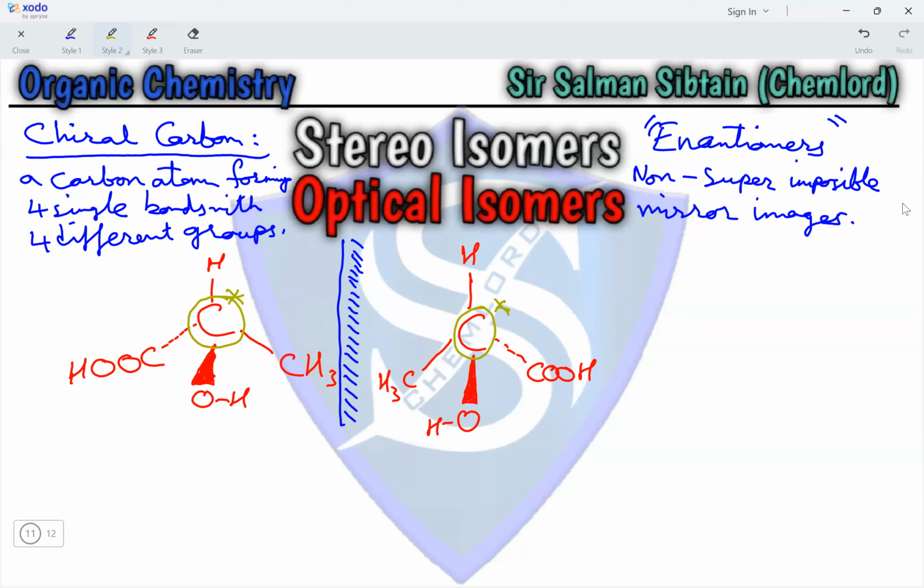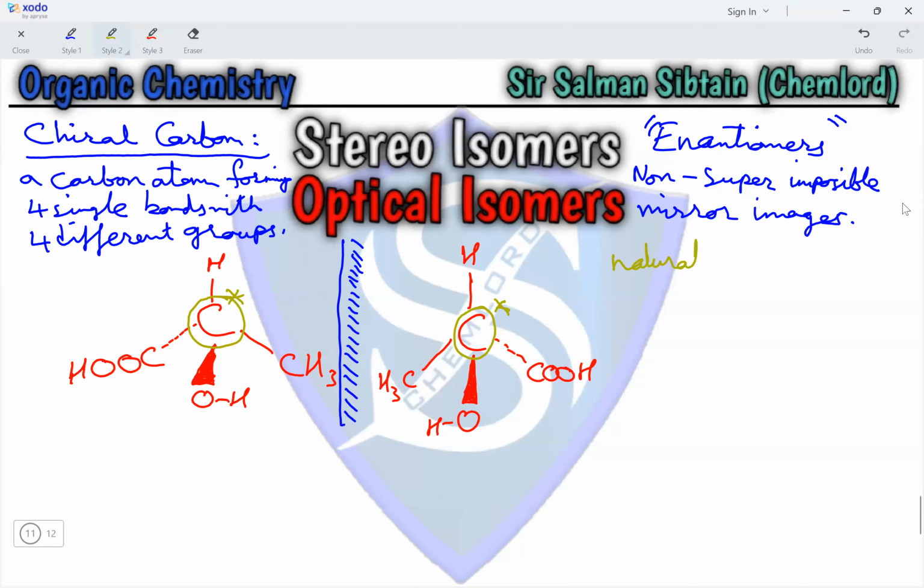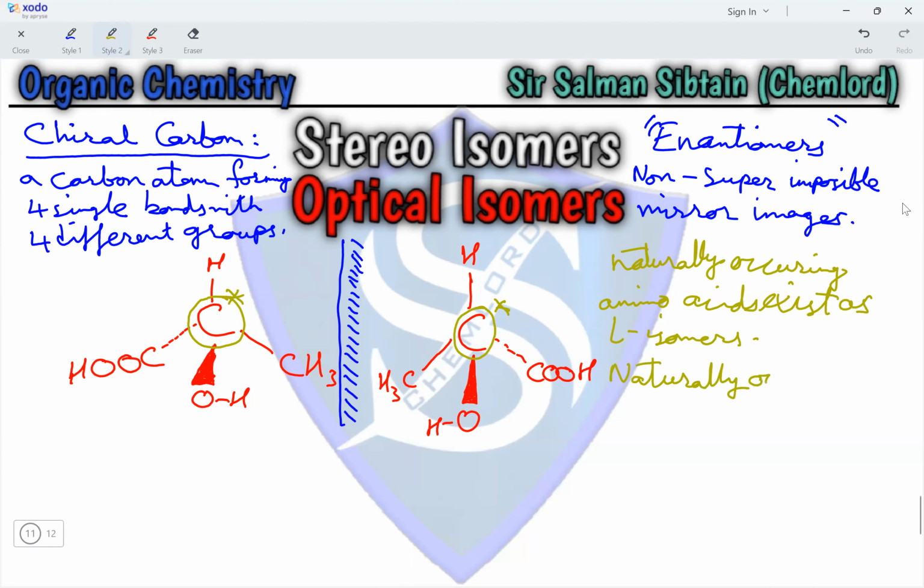So, naturally occurring amino acids exist as L isomers, and naturally occurring sugars exist as D isomers, which means that our body is capable of utilizing L amino acids and D sugars.